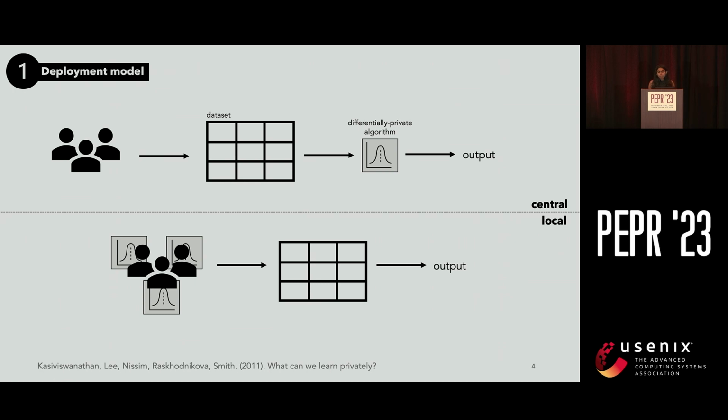In the central model, noise is added by the data curator after raw data are collected. Whereas in the local model, noise is added before the data are sent to the data curator. For example, noise is added on data subjects' devices. And so each of these models implies different threat models. Importantly, the data curator never has access to the raw data in the local model. So even if the database is hacked, attackers don't actually obtain people's raw information.